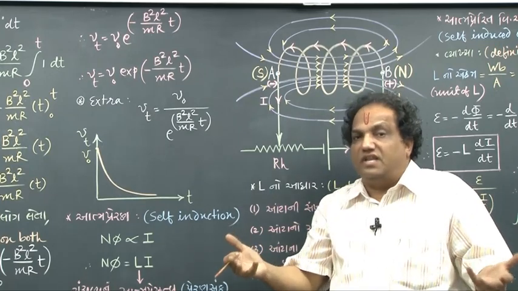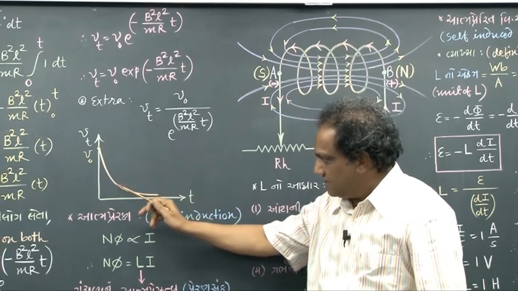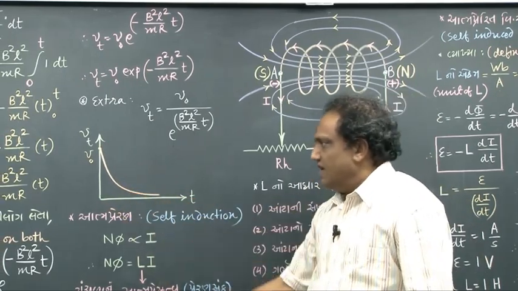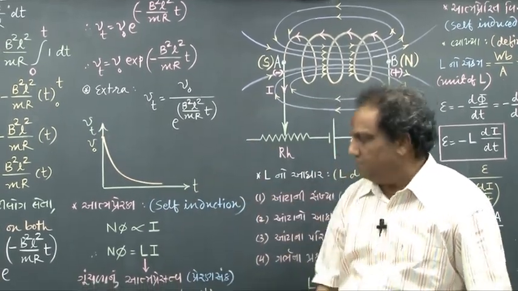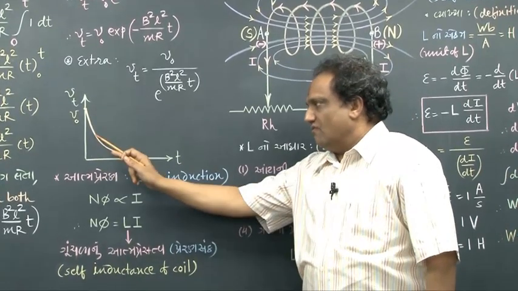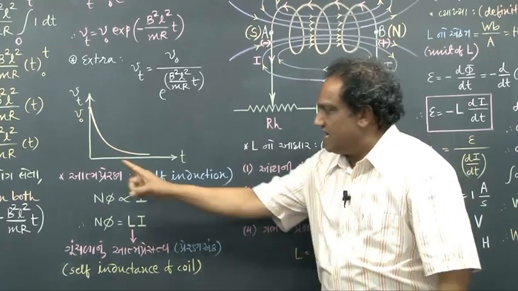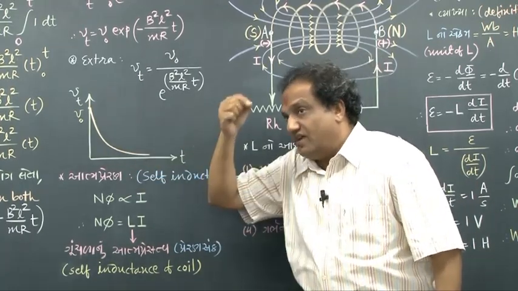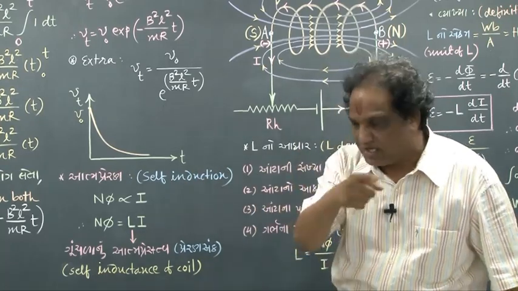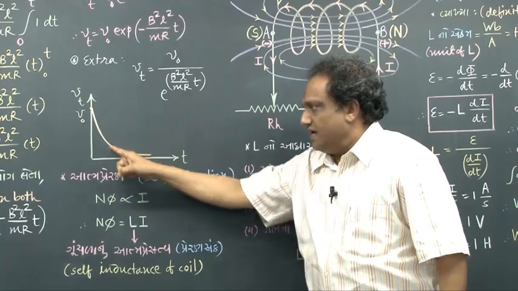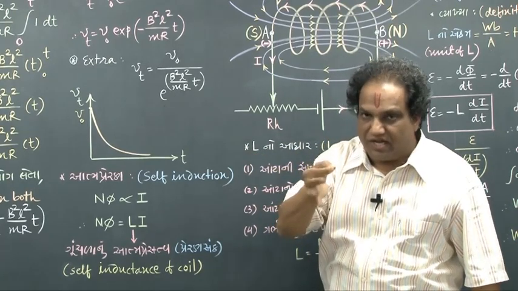But how is that decrease in velocity? I am showing you using this graph. This graph indicates that as time passes on, initially velocity decreases quickly, rapidly, very sharply, and then as time passes on, velocity decreases, but with slow rate. So as time passes on, the rate of decrease of velocity goes on decreasing. Such a graph indicates exponential decrease in the velocity.